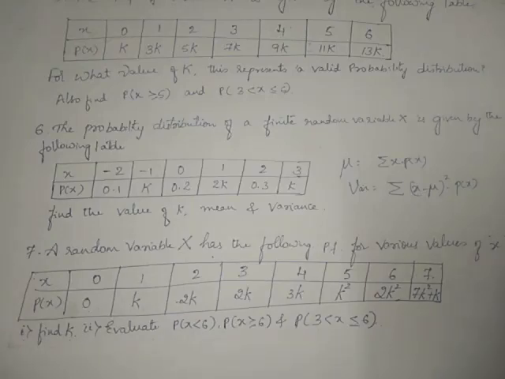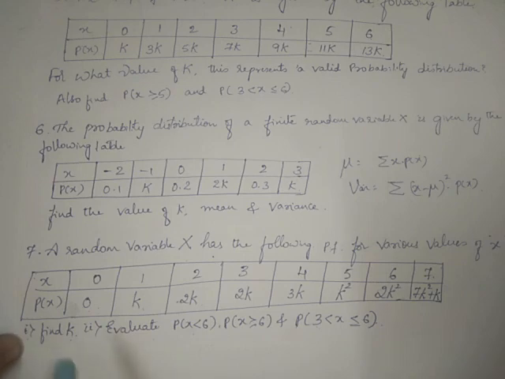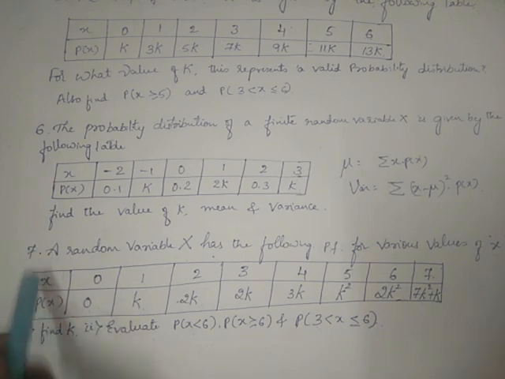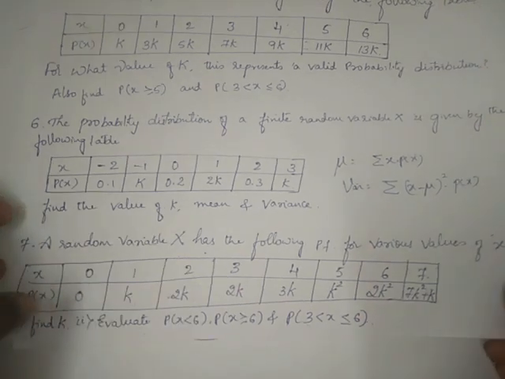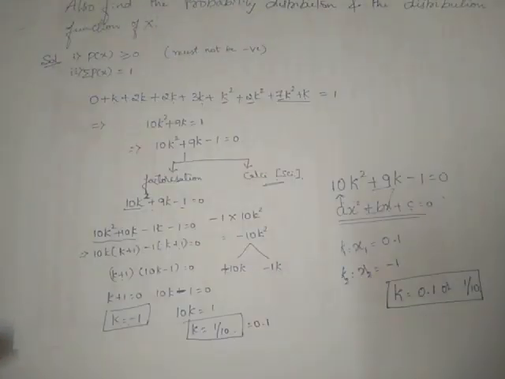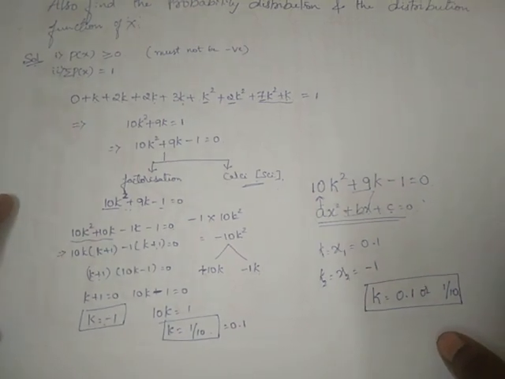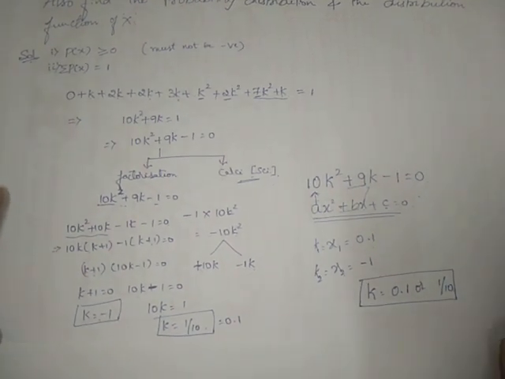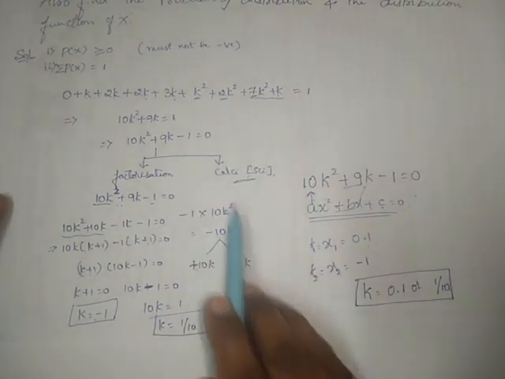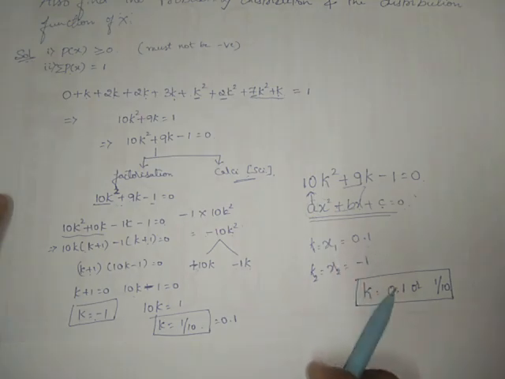This is the continuation of the class 9th video on probability distribution. The video had abruptly stopped while solving the problem. In the last video, we were solving problem 7 and we found the value of k. We found it using two methods, that is by factorization and by using the scientific calculator also. By both methods we got the same answer.